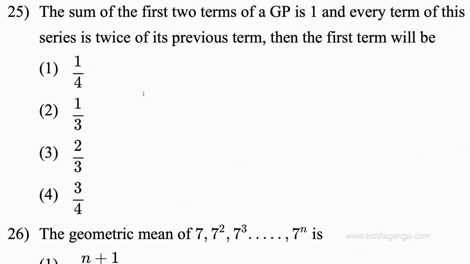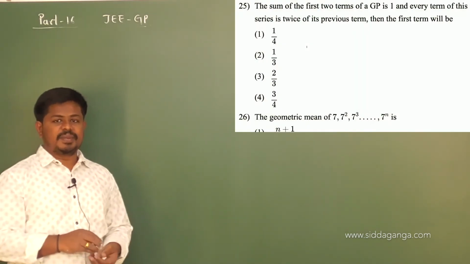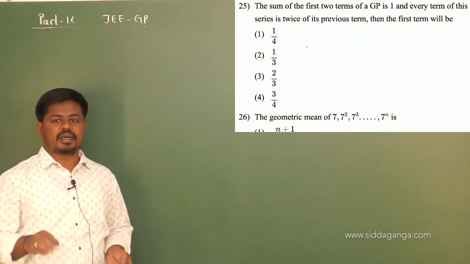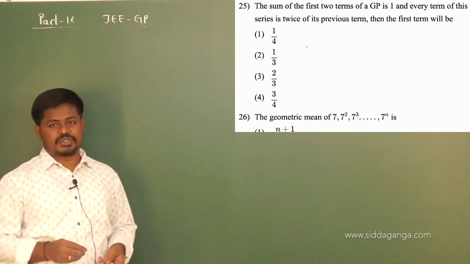Okay, question number 25. The sum of the first 2 terms of a GP is given 1, and every term of this series is twice of its previous term. Then first term will be what? Yes, a simple one. Let me take the elements of GP as A, AR, AR square. We mean first element as A and R is the common ratio.